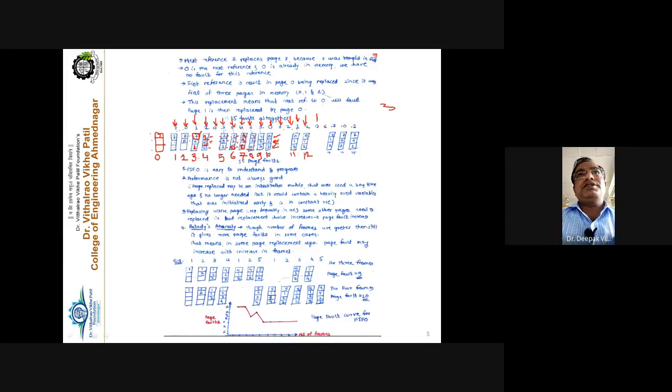Right? So the next reference is made to 0. 0 is available, no page fault. 1 is available, no page fault. Again, the next reference is made to 7. 7 is not available, so page fault number 13 occurs. Which page is to be replaced? Out of 0, 1, and 2, which is to be replaced? 0 is the oldest one, so replace it with 7. So it becomes 7, 1, 2.